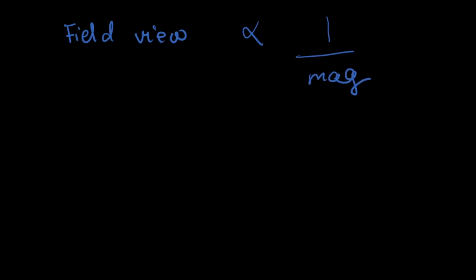Another thing for us to take note of is what we call the field of view. And it's good for us to take note of the fact that the field of view decreases as the magnification increases. Okay, so at high magnification, we have a smaller field of view, and at low magnification, we have a larger field of view. What does this mean?